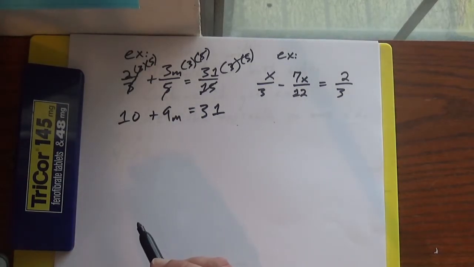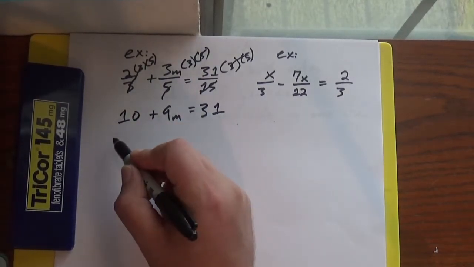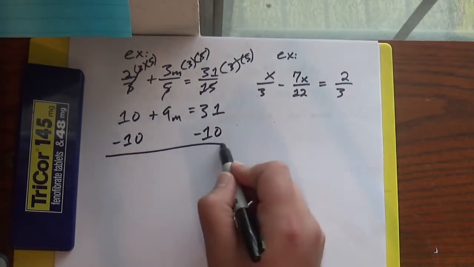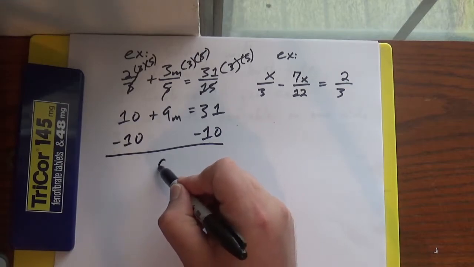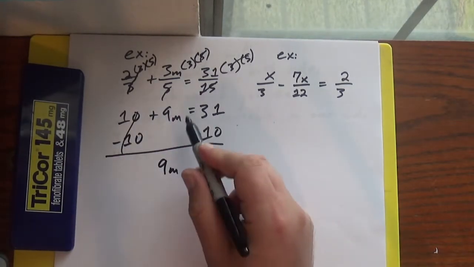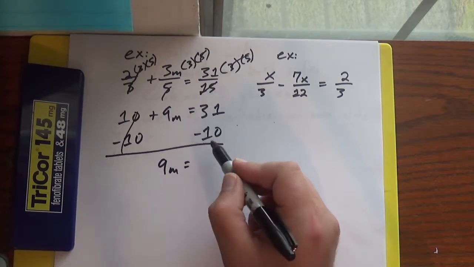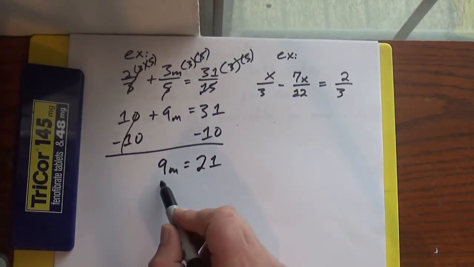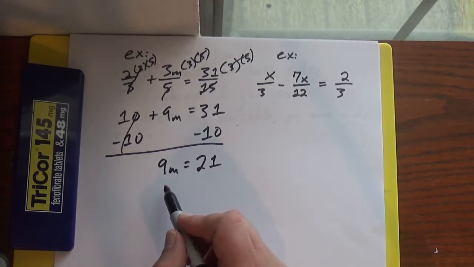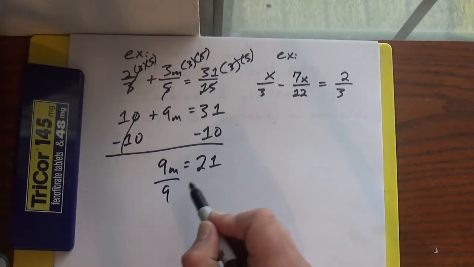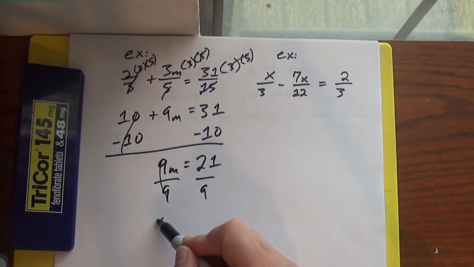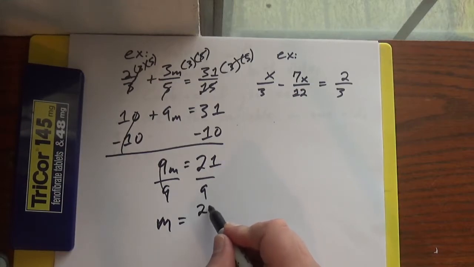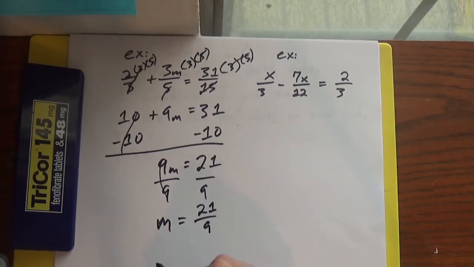If we had things to combine, we would, but we don't. So I'll subtract the 10, subtract the 10. My 9m comes down. These guys are gone. My equals comes down. 31 minus 10 is 21. Now I need to do my multiply divide stuff. So I'll divide and divide. These are gone. 21 does not cleanly divide by 9, so I'm just going to leave it like that.